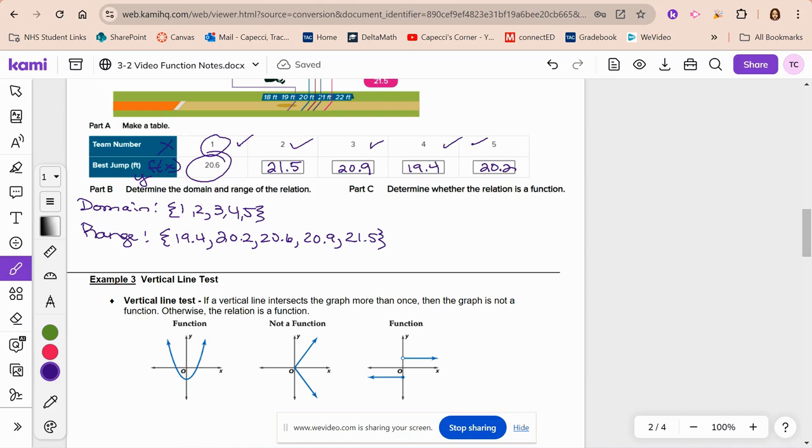Now the question is, determine if this is a function or not. So we have to see our x values here, it's only one per team, right? So we're going to say yes, it is a function because each x value is only paired with one y. We could say for every input, there's only one output.